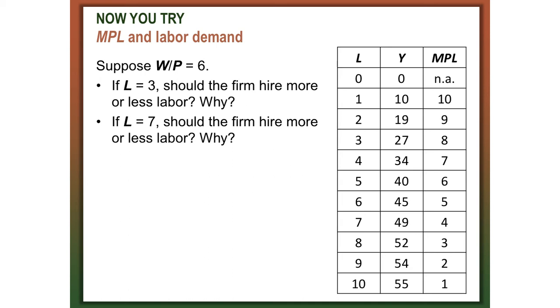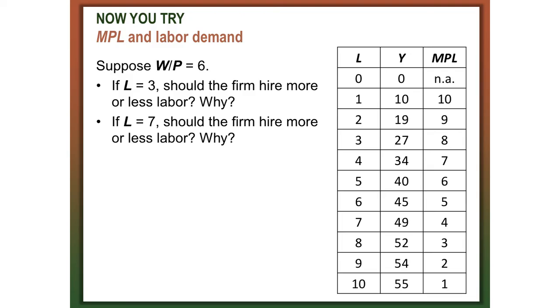In fact, as long as that's the case, as long as the benefit exceeds the cost, we should keep hiring more workers. What if we're at 7 workers? Well, now that seventh worker is only bringing us from 45 to 49, so they're contributing 4 additional units. If we have to pay them 6 units and they're only giving us 4, that's a bad deal. So now we've hired too many.